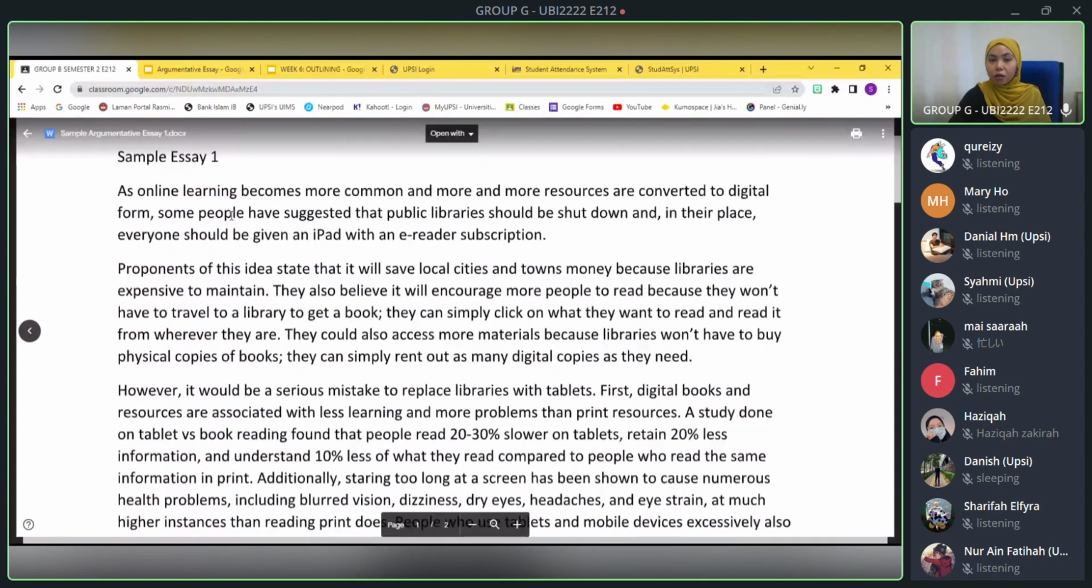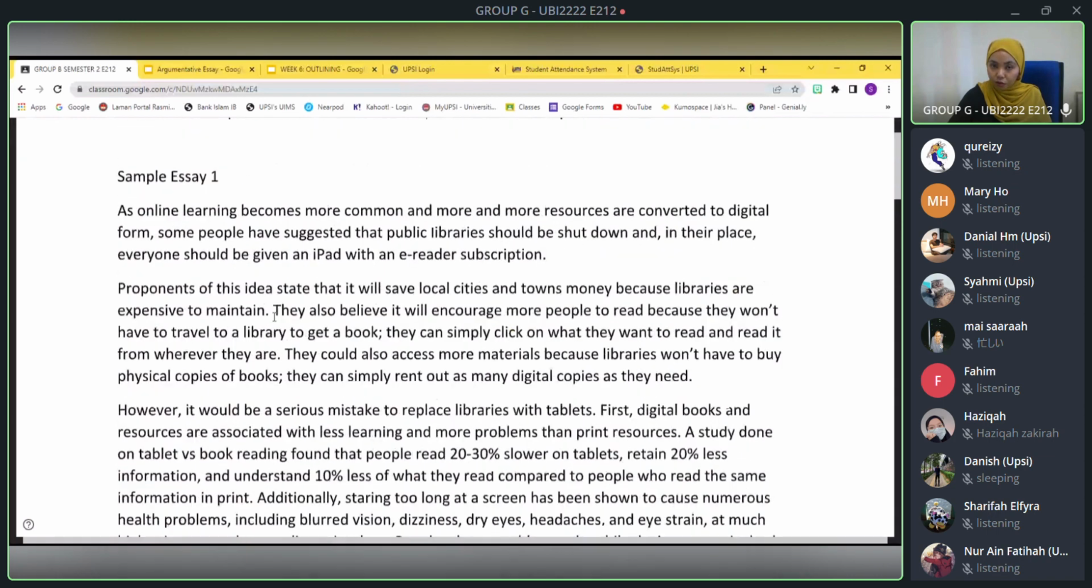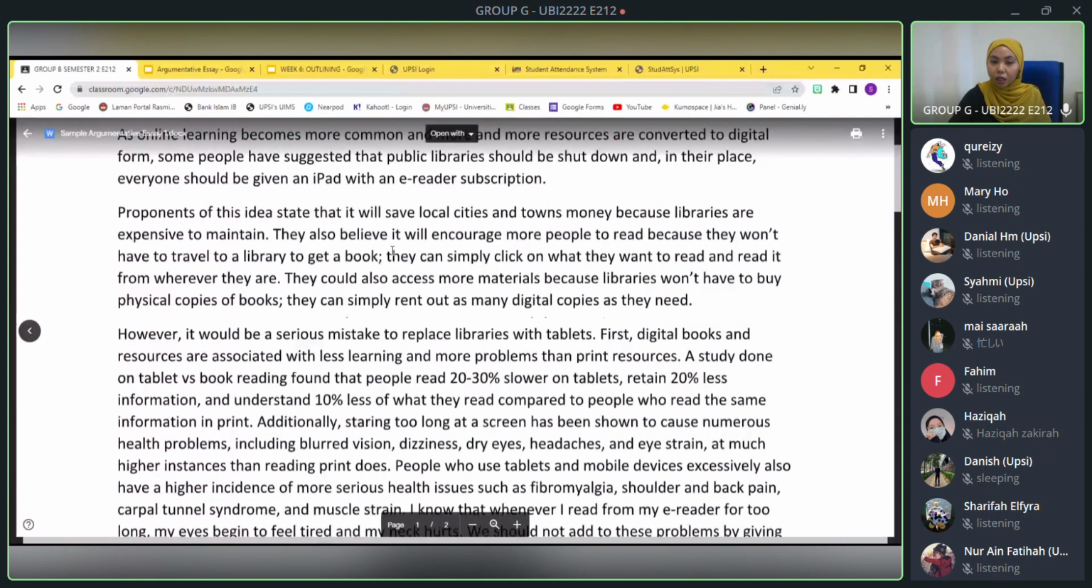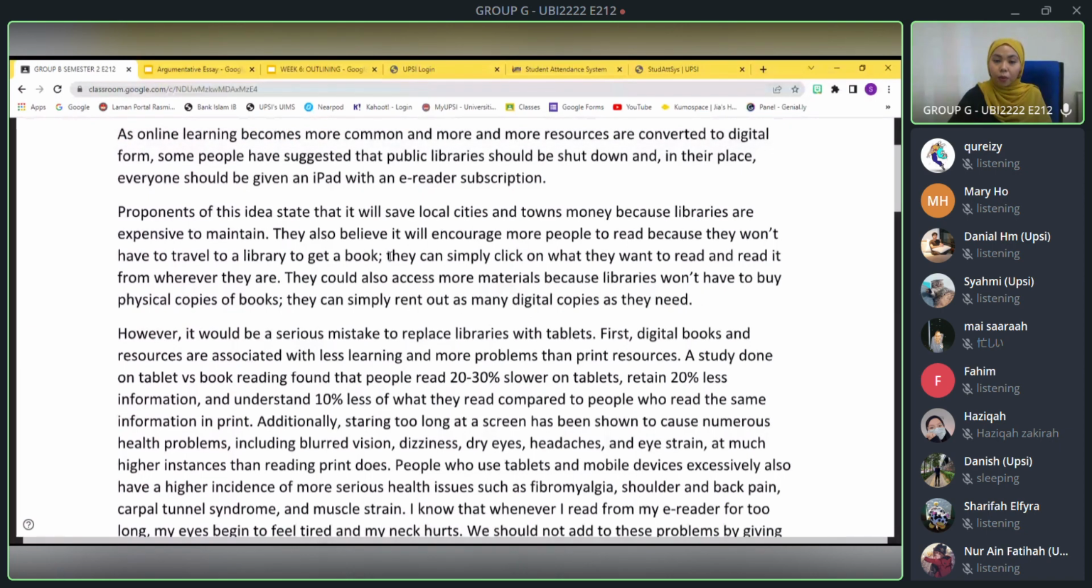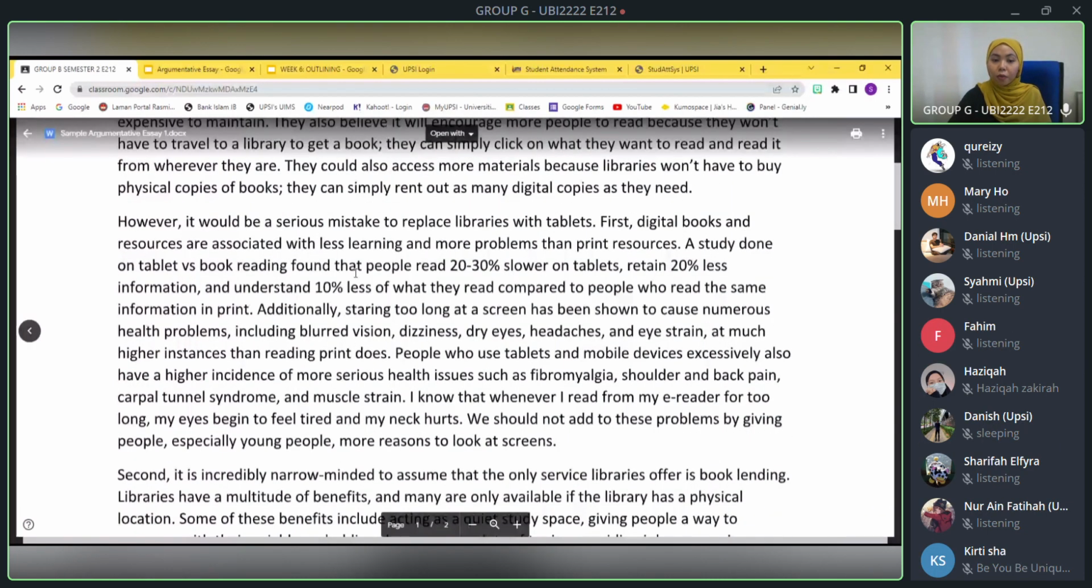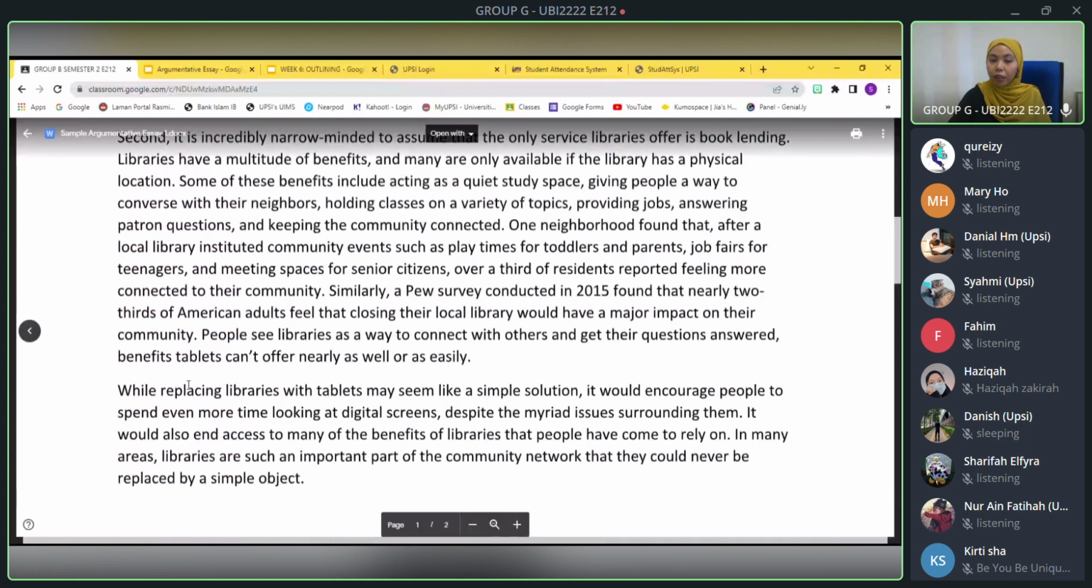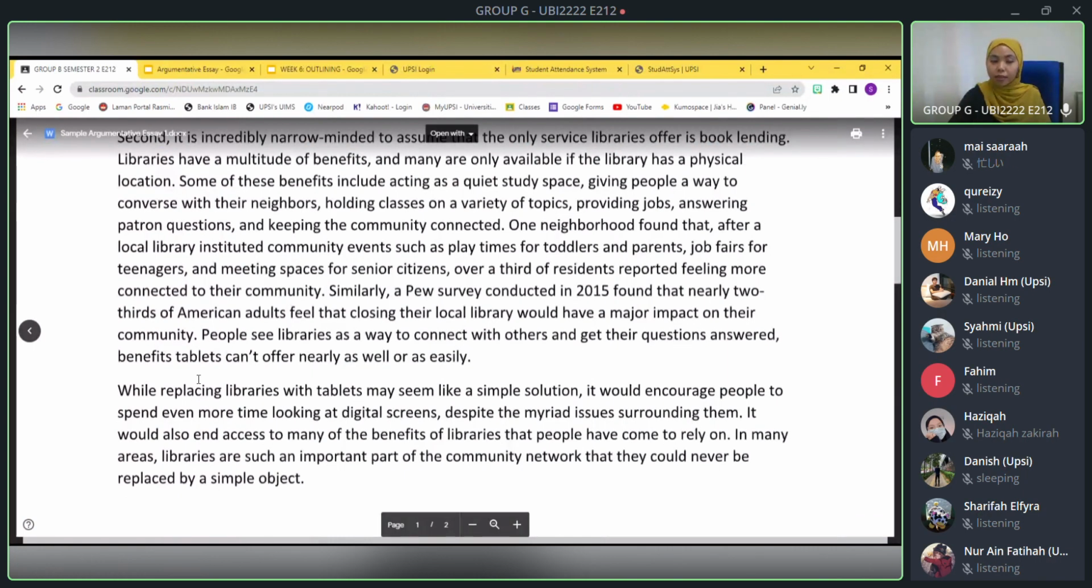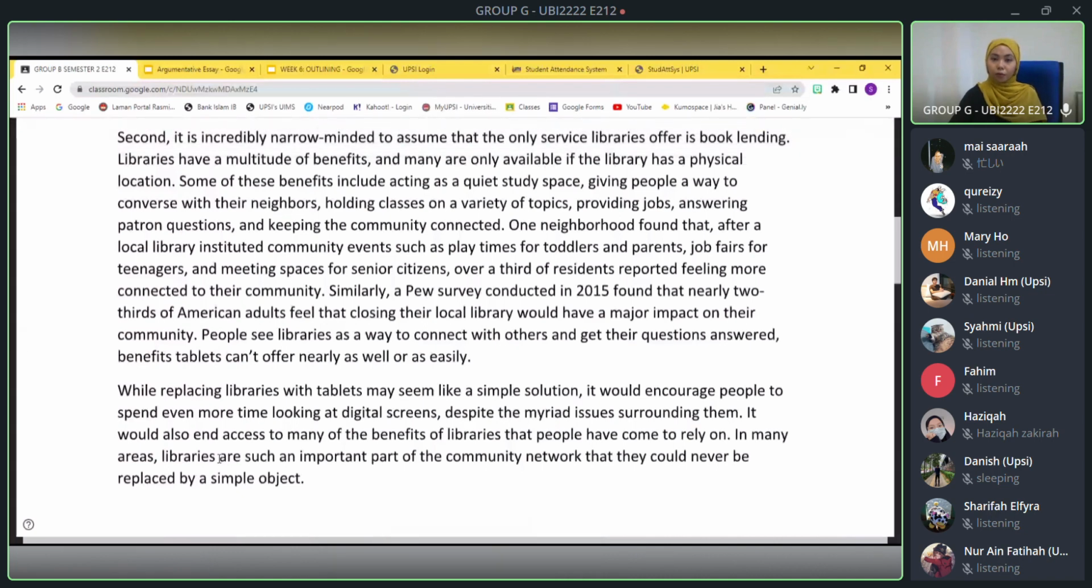Five paragraphs. The first one is the introduction. The second one can be the counter-argument. Okay, main point 1, main point 2, or perhaps you want to put the counter-argument right here, depending on your preference. And lastly, the concluding paragraph.